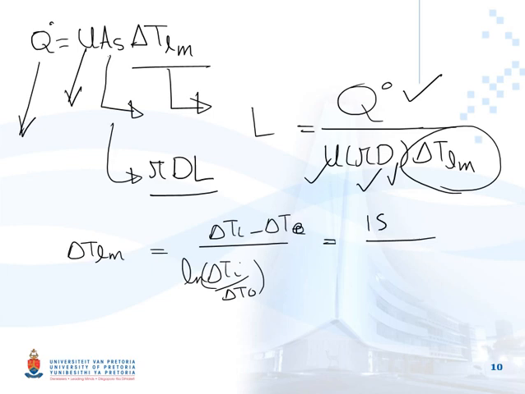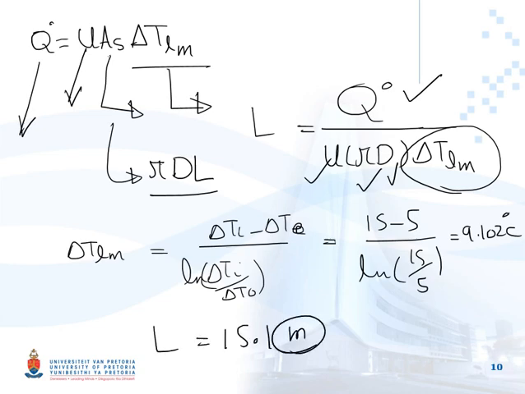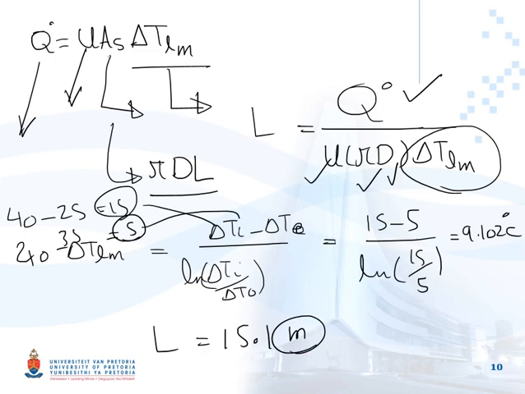So basically it will be 15 minus 5, 15 divided by 5 is 9.02, and finally L will be equal to 15.1 meter. Here is how we find it: it's 40 minus 25 and 40 minus 35. This was 15, this was 5, and after that we put it here. So basically that's it. We found L, the question was asking us, 15.1 meter.